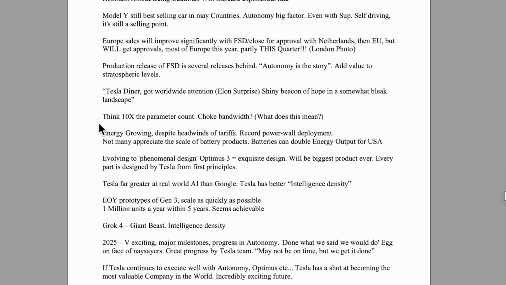Anyway, right. Now, I wrote this down, but I've no idea what it means. Think 10 times the parameter count, choke bandwidth. What are you choking now? Some things are above me in these earnings calls.